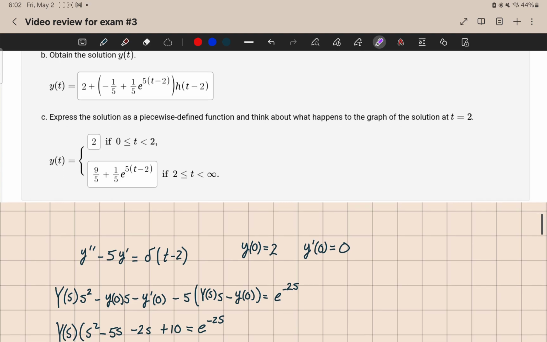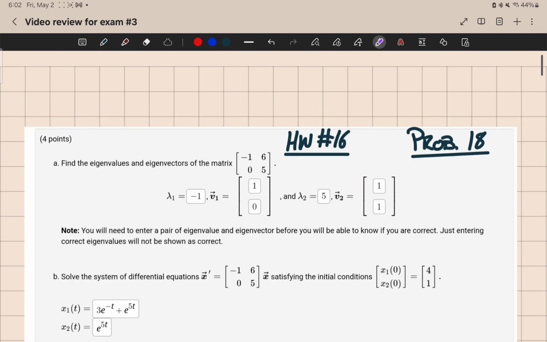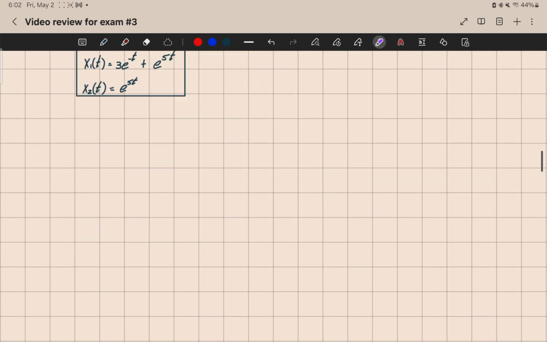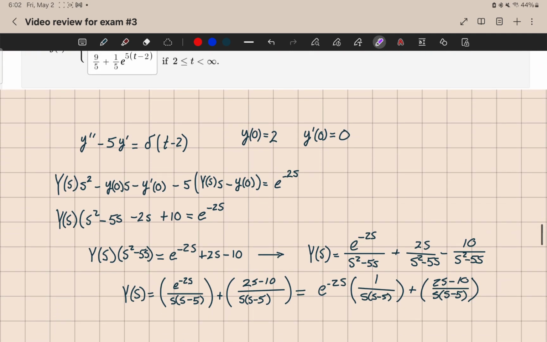I noticed that somebody had already done problem number 18 from WebWork 16 after I handed that in. So always keep an eye on that sign-up sheet.